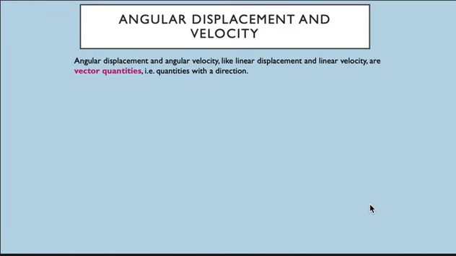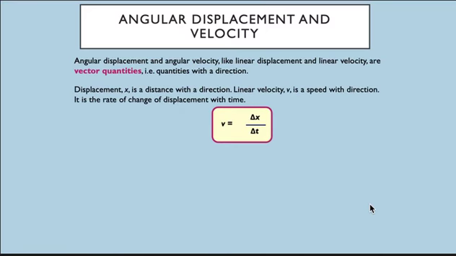So to describe angular velocity, we've got to describe angular displacement. Angular displacement and angular velocity, like linear displacement and linear velocity, are vector quantities. In other words, they're quantities with a direction. Displacement, we can call it x, is a distance with a direction. Linear velocity, v, is a speed with a direction.